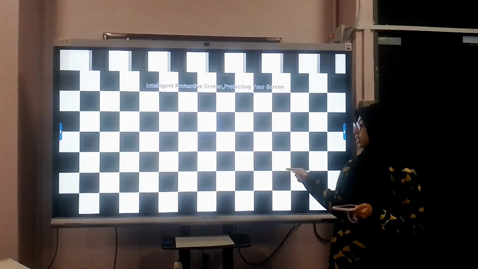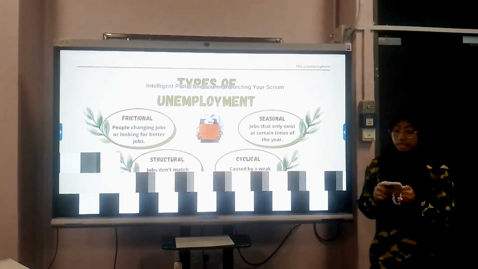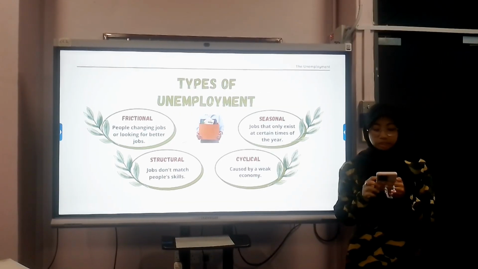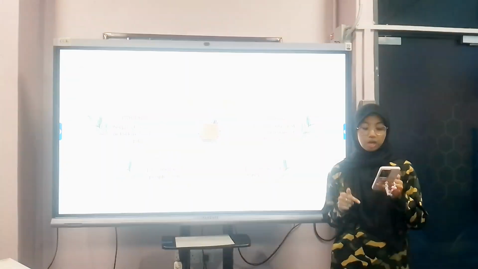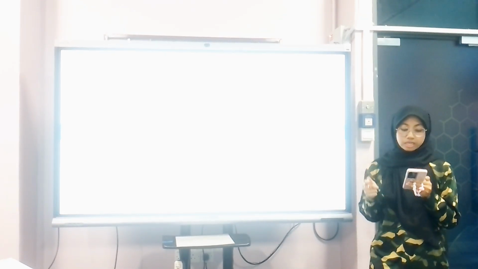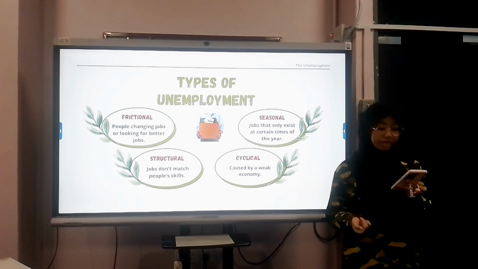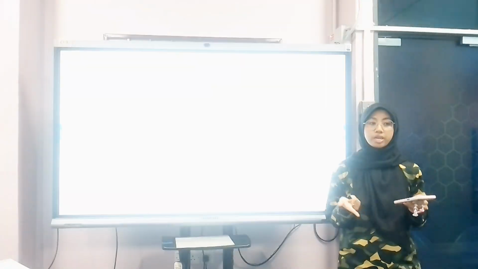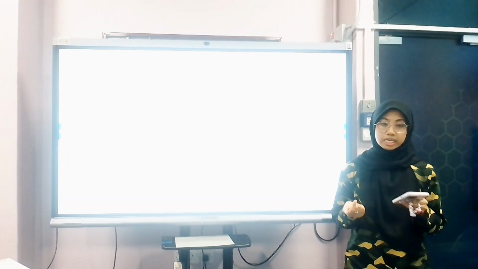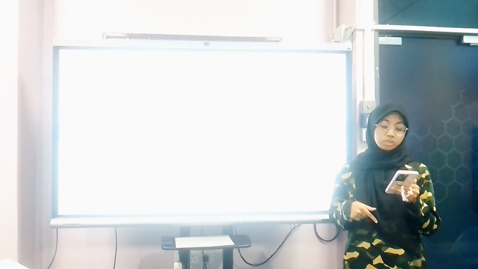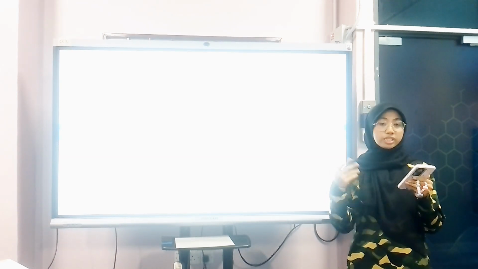The third one is cyclical unemployment. Cyclical unemployment happens when the economy slows down or goes into a recession. During these times, companies earn less money and reduce the number of workers. For example, during the COVID-19 pandemic, many hotels, restaurants, and travel agencies had to close down, causing thousands of people to lose their jobs. Once the economy recovers, these jobs slowly come back.